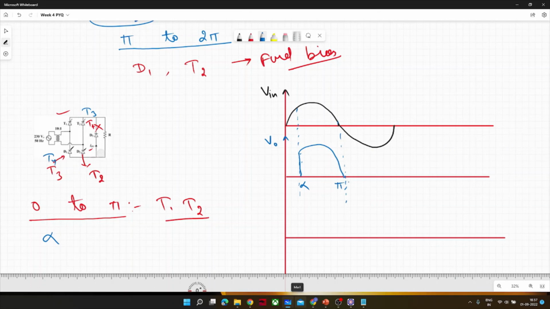It would have gone on in this manner if some energy were stored. But no energy is stored, and they are now reverse biased, so no conduction through T1 and T2 is possible. Now again T3 and T4 would conduct, but with alpha, from pi plus alpha it would follow the supply. Here T1 and T2 were conducting, here T3 and T4 will conduct. Any issue till this point?